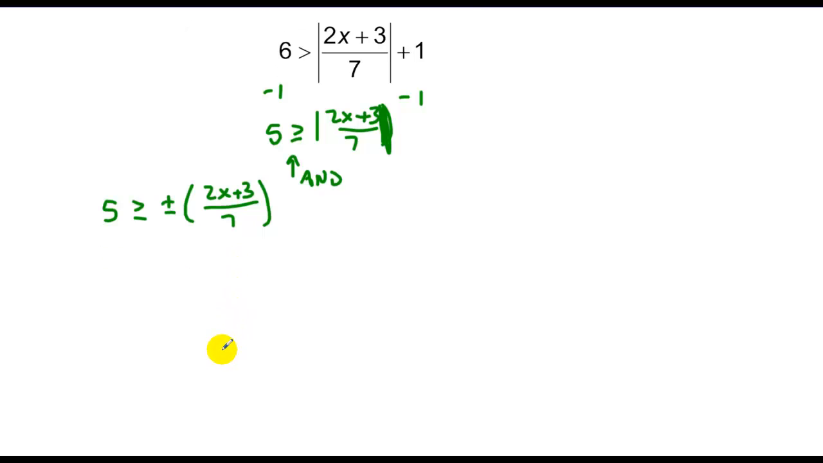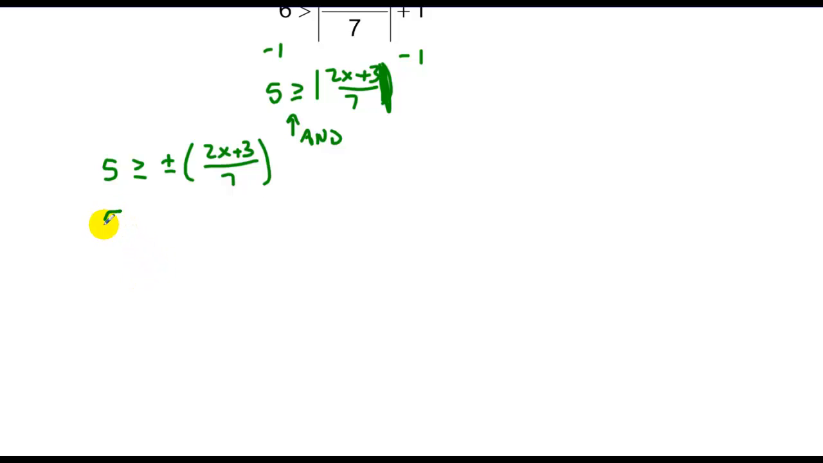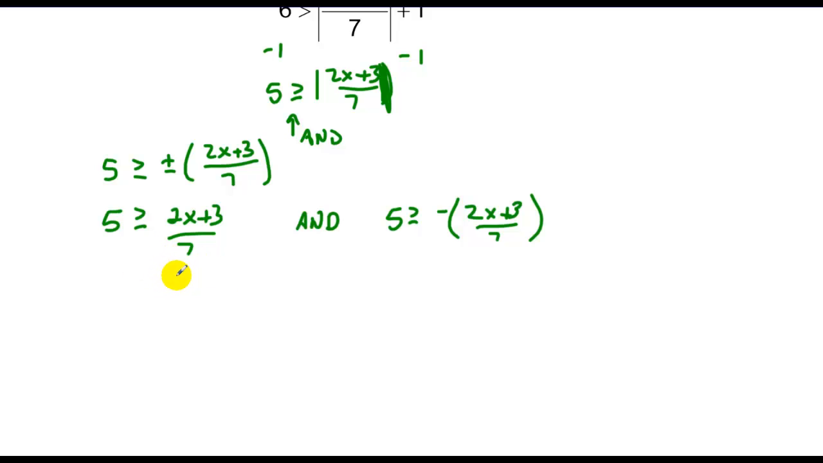So let's go ahead and begin to solve. I have 5 greater than or equal to 2x plus 3 over 7, and 5 greater than or equal to the opposite of 2x plus 3 over 7. So in this case, I'm going to get rid of that fraction and I'll multiply both sides by 7, giving me a 35 greater than or equal to 2x plus 3, because the 7's just reduced. Remember, that's like a 7 over 1. Subtract 3 from both sides, rather.